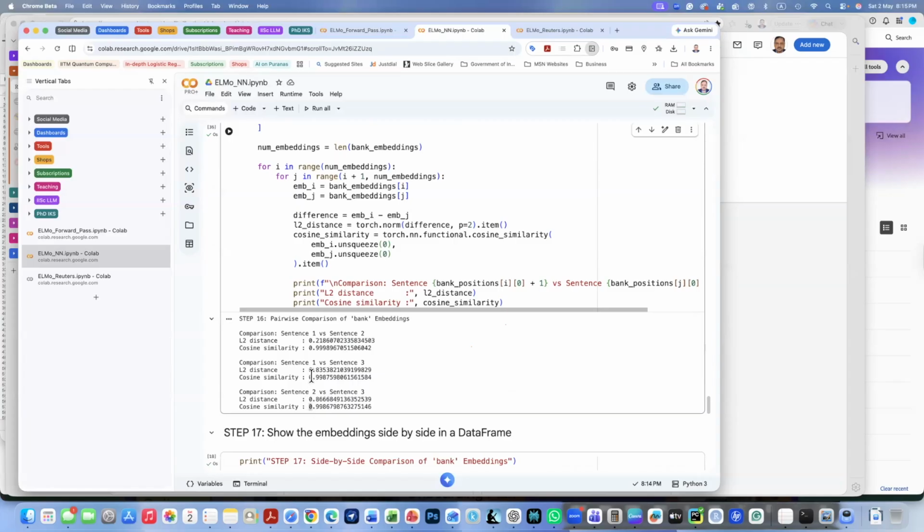But it is very clear that between sentence 1 and sentence 3, and sentence 2 and sentence 3, the distance between the two bank embeddings is much larger as compared to sentence 1 and sentence 2. Do you notice that? Yes, sir. So it has been able to decipher that the bank in sentence 1 and sentence 2 is used in almost the same context, but in sentence 3 it is used in a different context. Can I conclude that?